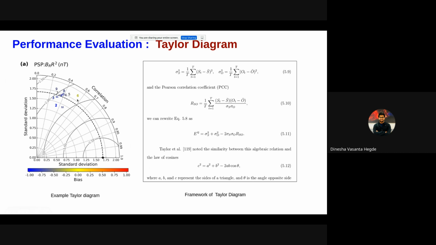These are 12 ensemble members from the photospheric magnetogram ensemble, and whichever is closest to the star point in terms of radial distance is the best model, the closest to the observation. Also, if the model results are very close to this standard deviation curve, that shows that our model is capturing the variations in the observations properly. The correlation coefficient is also shown: the sixth ensemble member shows near 0.6 or 0.55 correlation coefficient.